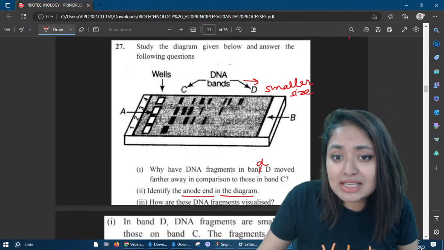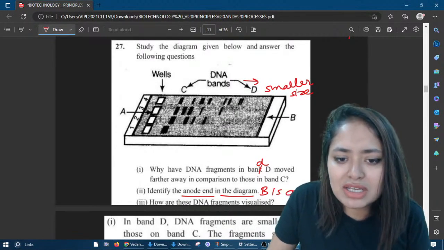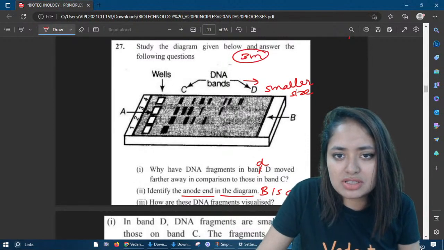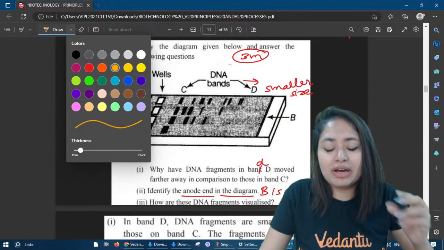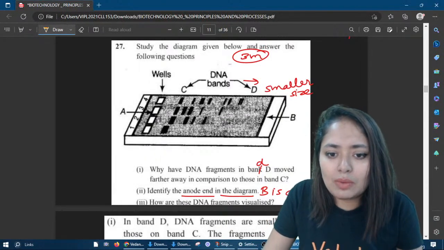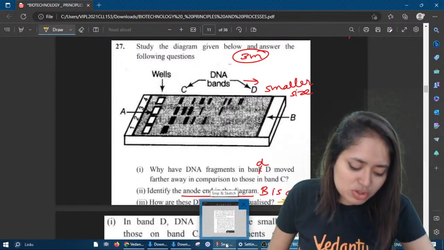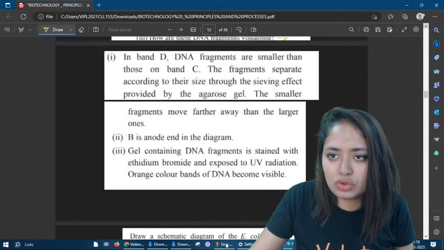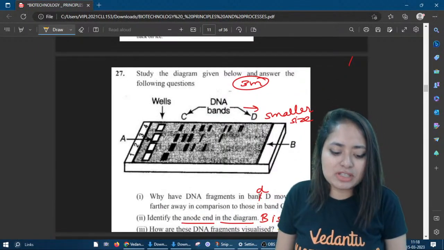Ha. A is anode or B is anode? B side is anode. Perfect. How are these DNA fragments visualized? How do you see the DNA? 3 marks question, huh, children. See, so nice, simple question. Aisa question agar exam mein aa jaye, bhai maza aa jayega. How are these DNA fragments visualized? Bataiye. Ye DNA fragments ko visualize kaise karte hain? How are DNA fragments visualized?